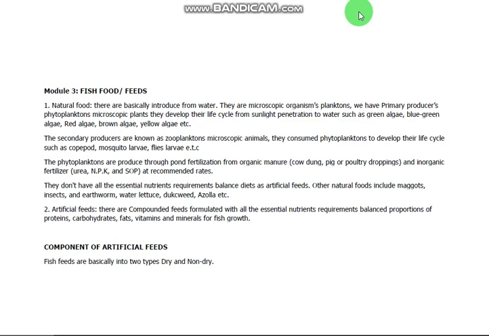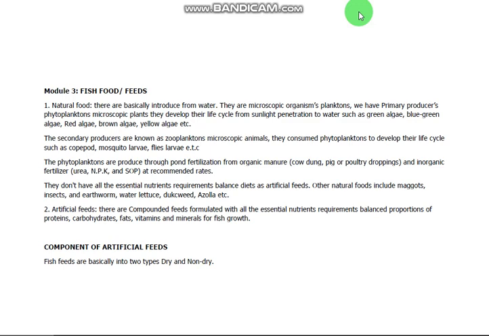So they are basically introduced from water. We have the microscopic organisms, those are the planktons. We have primary producers, which are the phytoplanktons. They are microscopic plants. These ones develop their life cycle from sunlight penetration into the water, and that's the families of algae that you see on water.